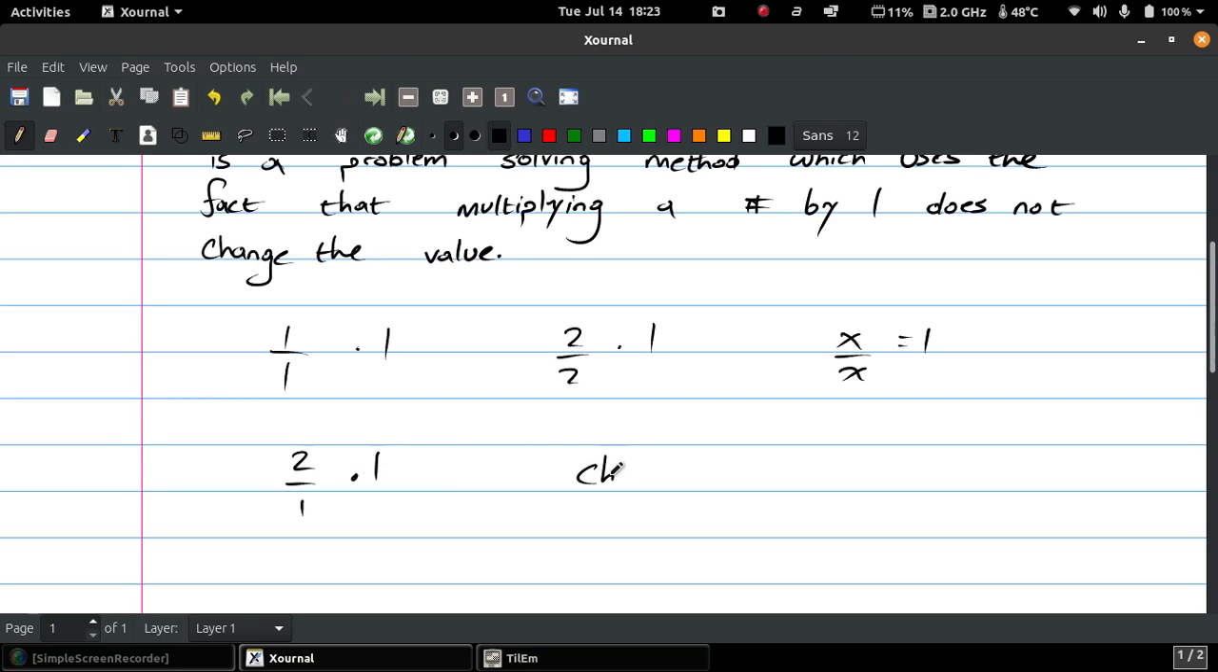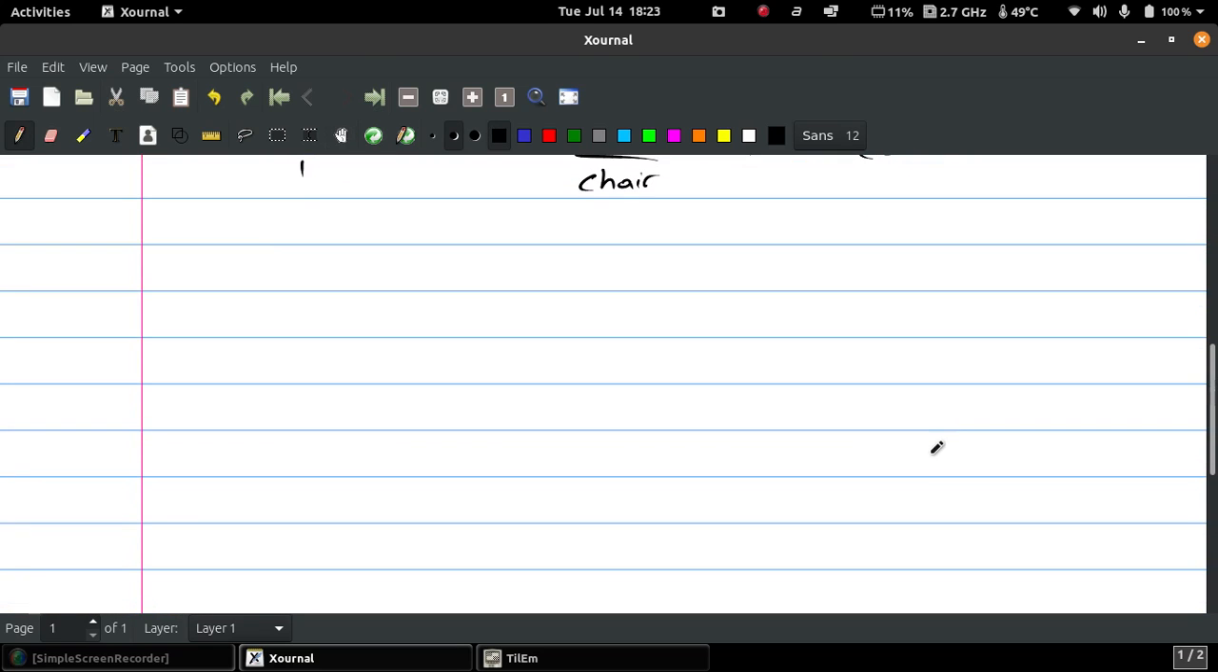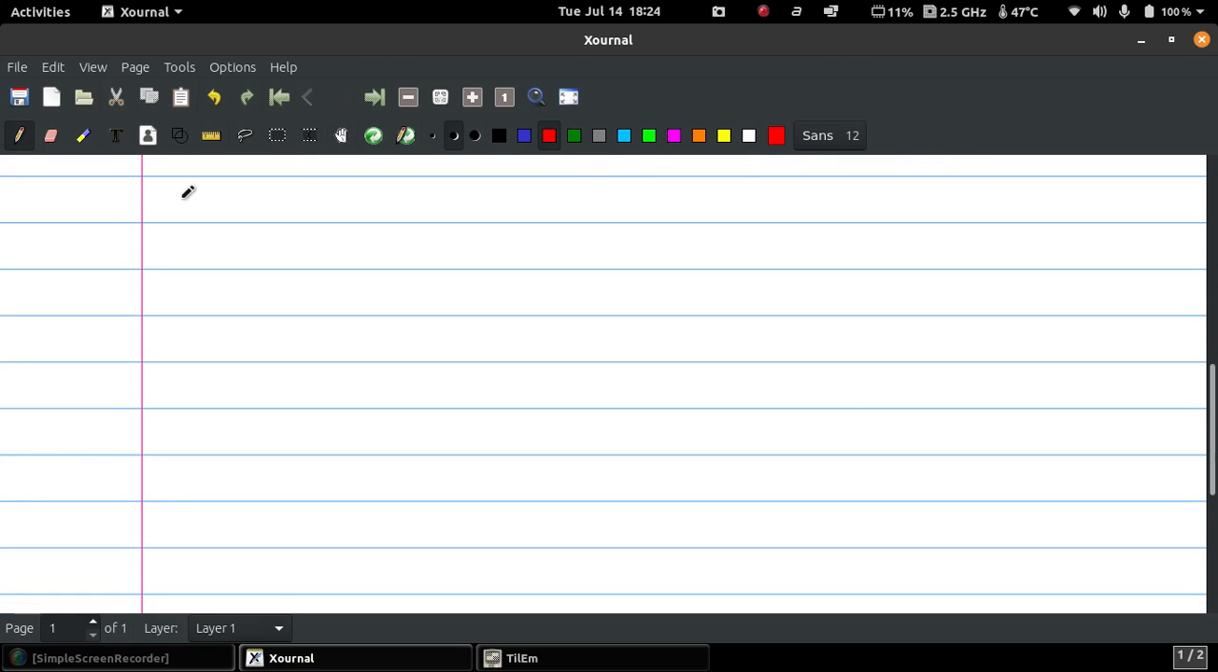If I did chair divided by chair, that would be 1, because chair could mean a number in this instance. It's just a variable. And then etc. You could do this example ad nauseum and come up with your own little variations. Anyways, I'm gonna make a quick note here.